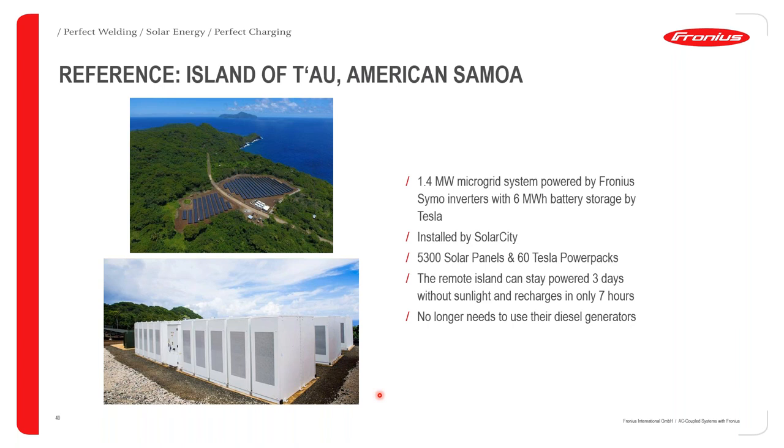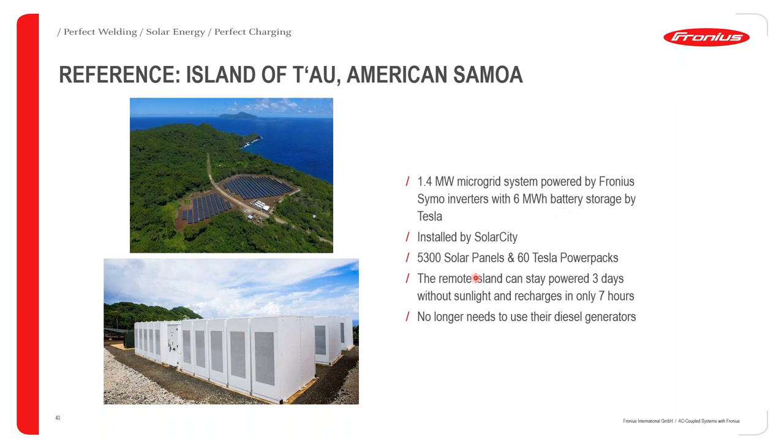So if you string these together, you can really go to big installations. So this installation, we had a 1.4 megawatt microgrid system, which was powered by Fronius SIMO inverters. So we had many Fronius SIMO inverters that were stringed to each other, and that were then AC coupled with 6 megawatt hours of battery storage by Tesla. Okay, this was installed by SolarCity.